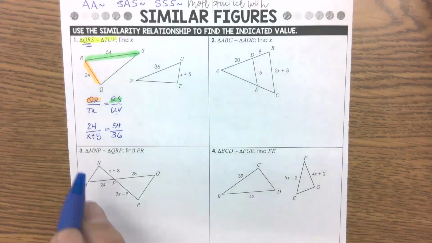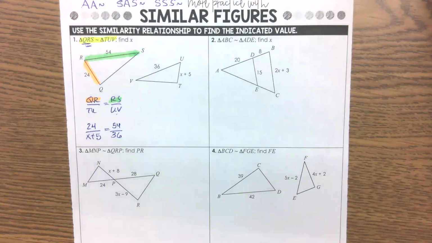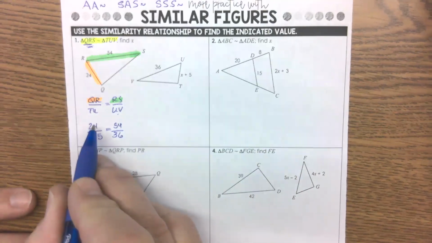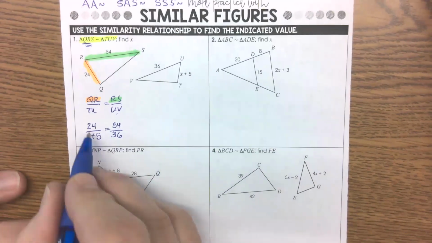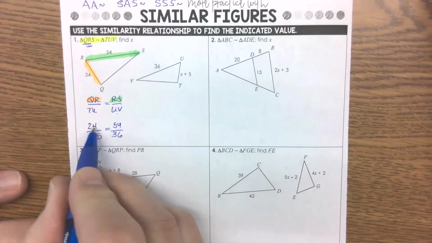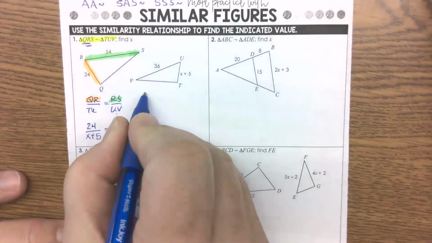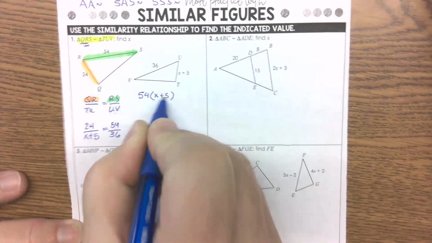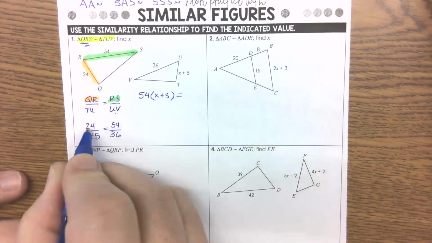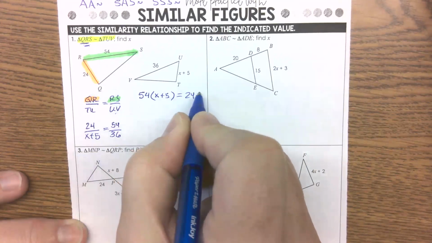So what do you call it when you have a fraction equals a fraction? It's not an amateur, it's a proportion, right? When you have a proportion, what can you do to solve? Good, cross multiply. So I'm going to say 54 times x plus 5. And because the x plus 5 is a binomial, a chunk altogether, I'm going to put it in parentheses, equals 24 times 36.